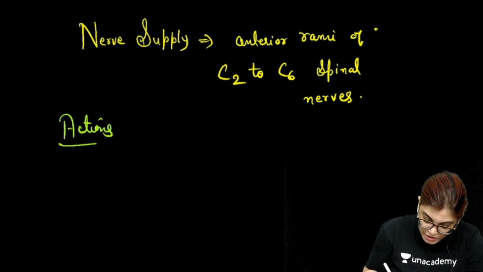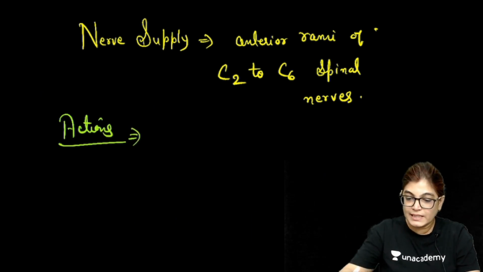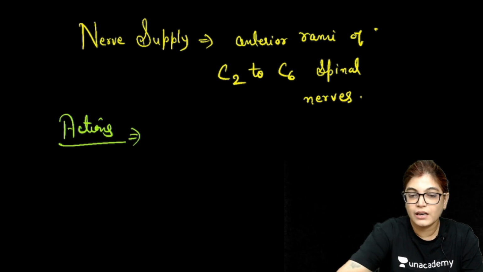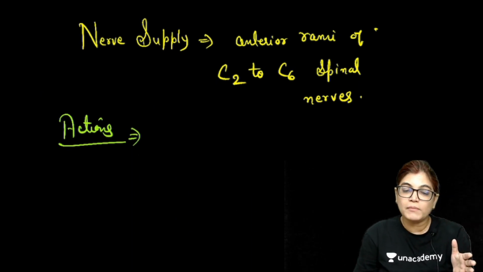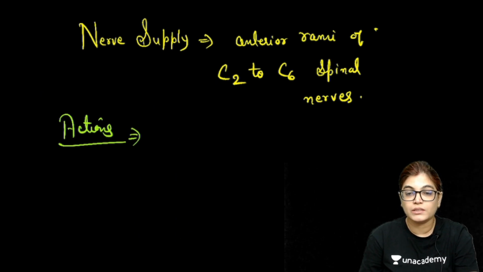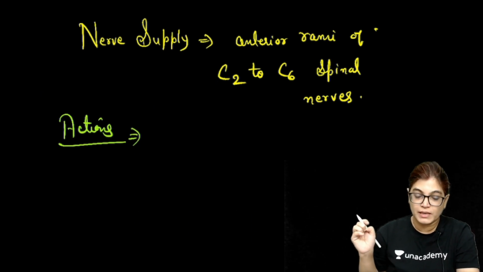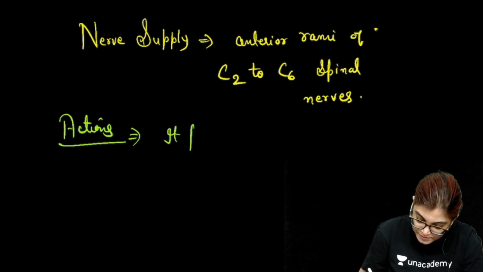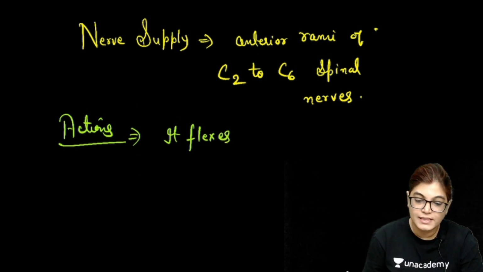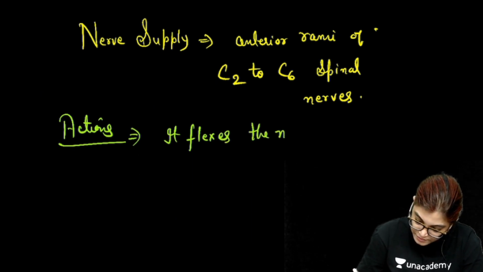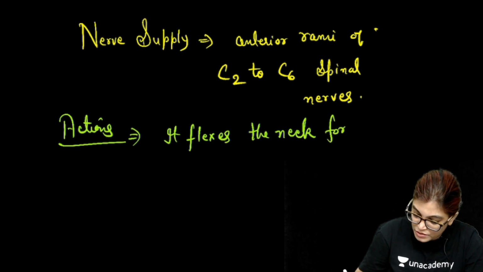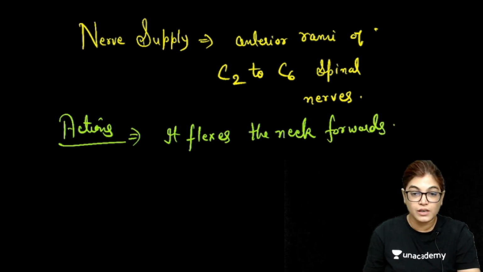I am giving the details of this muscle because for the prevertebral group of muscles, at the UG level we generally don't read the origin, insertion and all in much detail. As the MCQ is about the prevertebral muscles, it is important to know the details of each individual muscle. So action: it flexes the neck forward. Altogether, if you say it flexes the neck forward, it is correct.